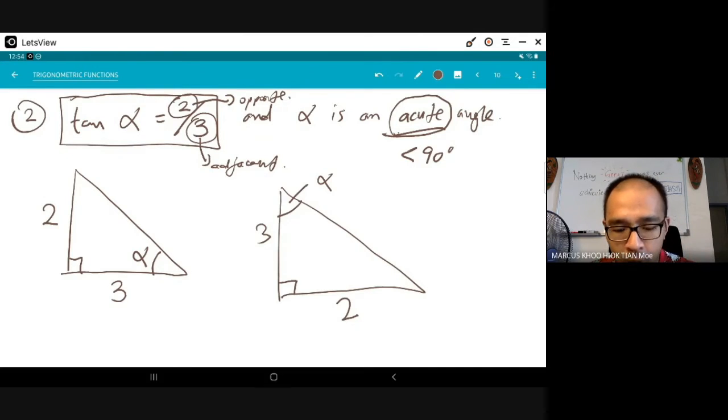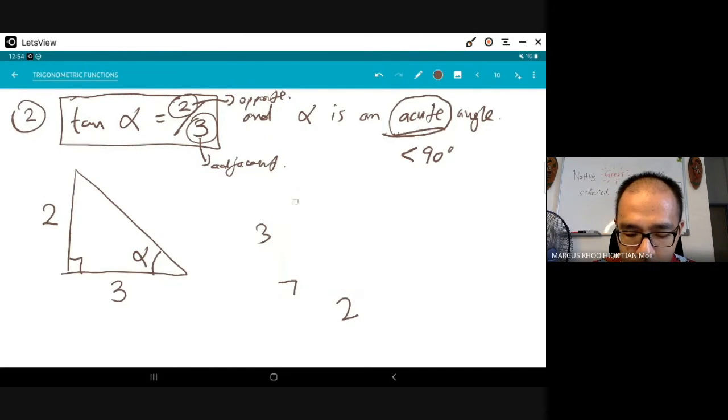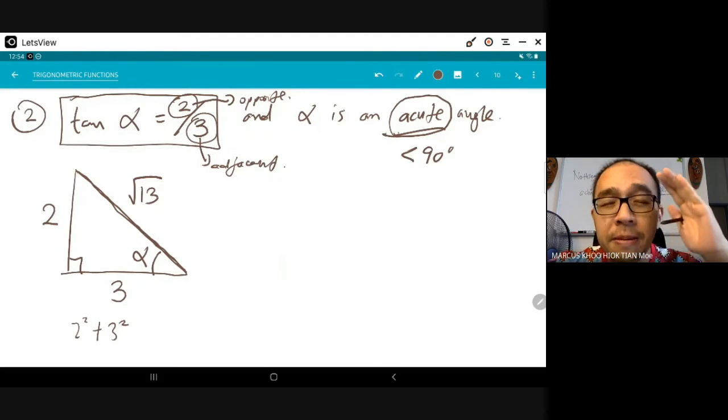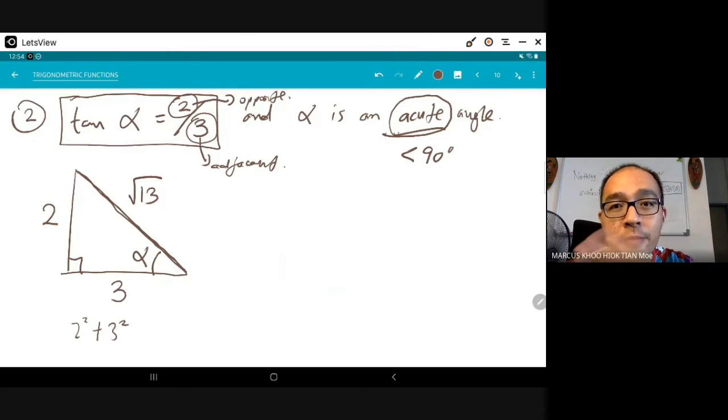Now, my question to you after this is, can you tell me the value of the hypotenuse? Berapa nilai hypotenuse ini? Square root of 13. How do you get square root of 13? 2 squared plus 3 squared. Okay, this is such an important skill which many people underplay.